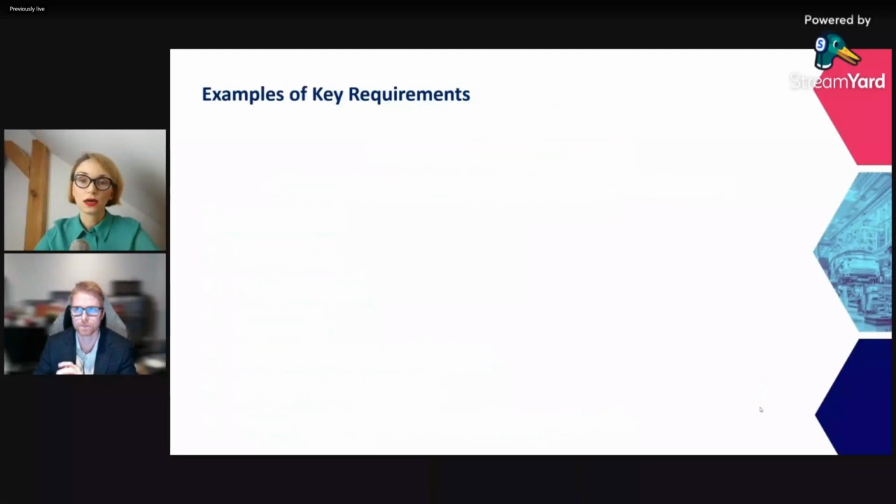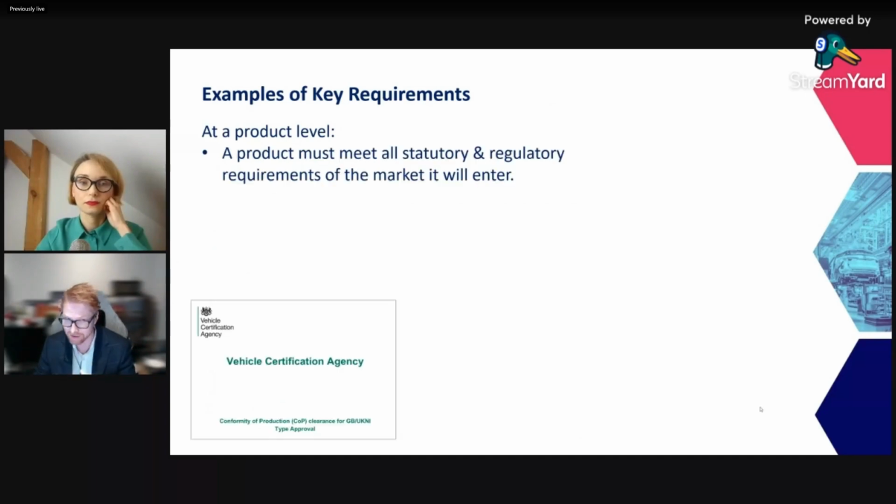Okay, so guys, examples of key requirements. Let's stick to this. Christopher, this is for you. So at a product level, this is not the process or the project level. It's more about a product must meet all statutory and regulatory requirements of the market it will enter. So the key point being the market.